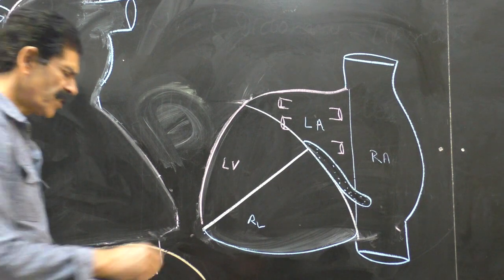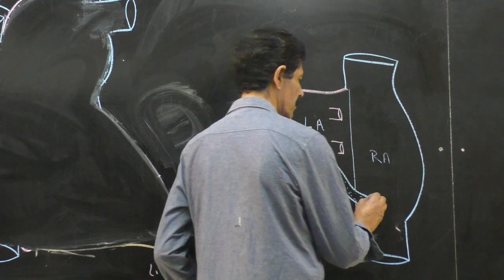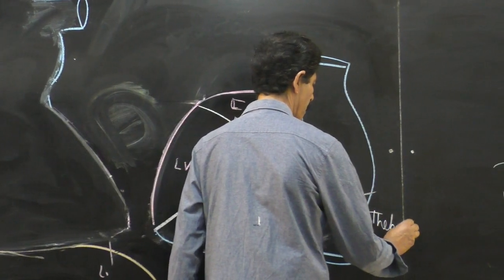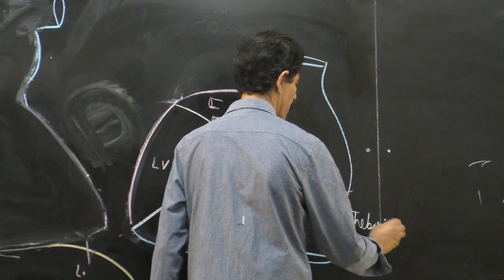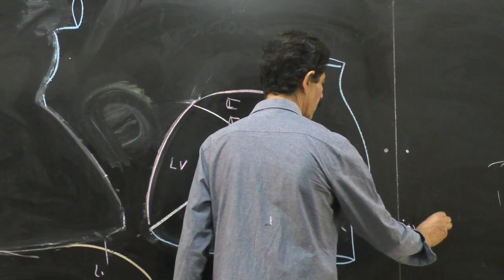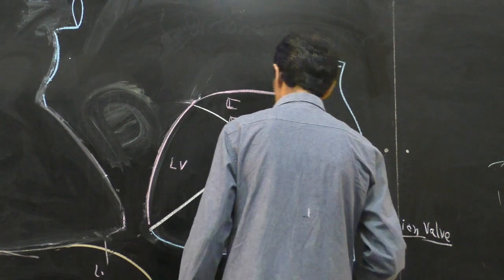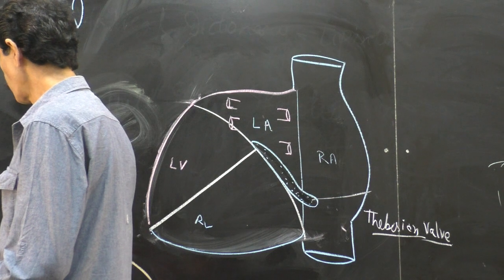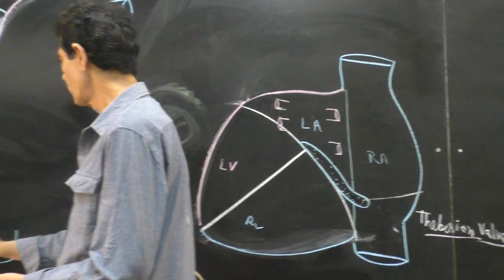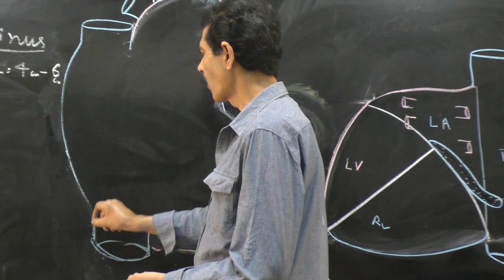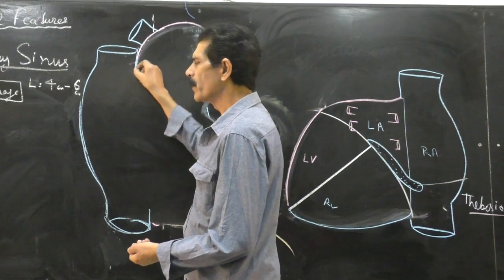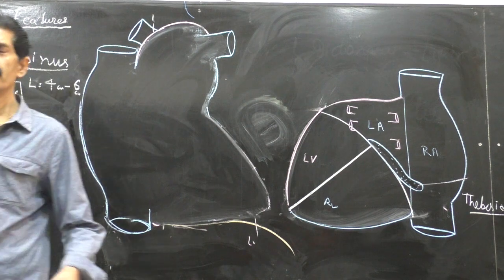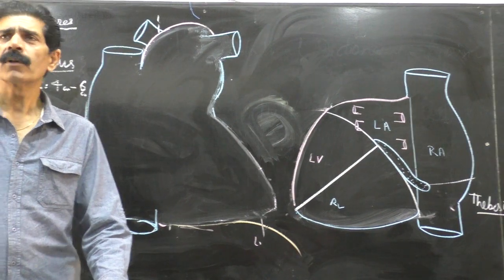This is called the Thebesian valve. Like the inferior vena cava is also having a rudimentary, non-functional valve. It is called the Eustachian valve. So the Thebesian valve is present at the coronary sinus. So both are vestigial.